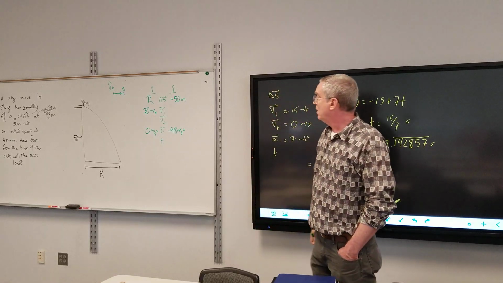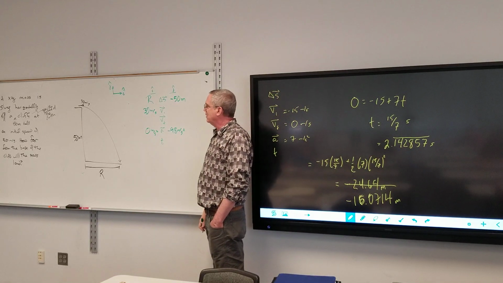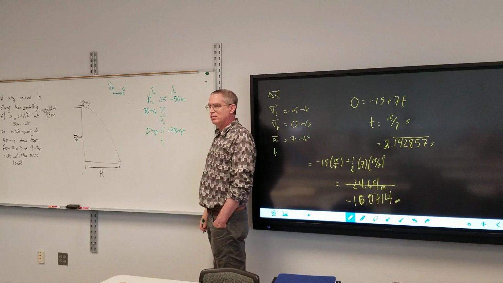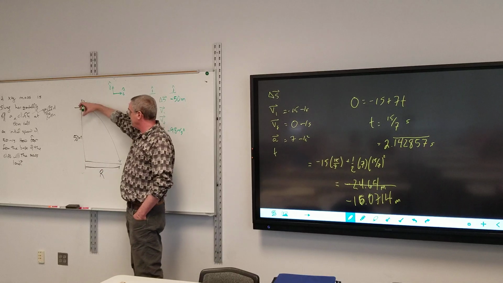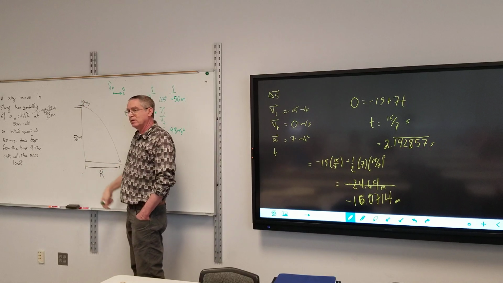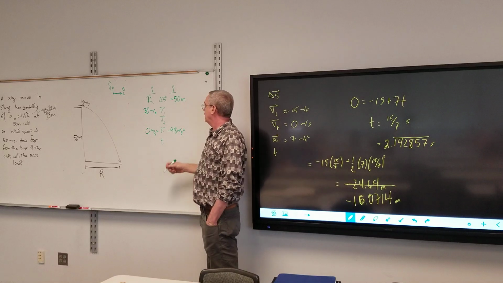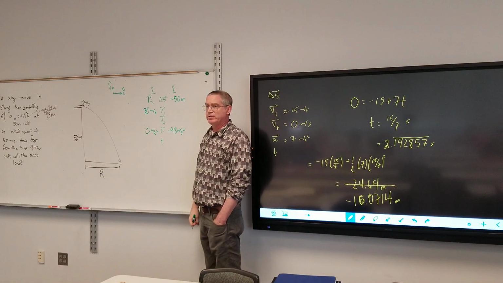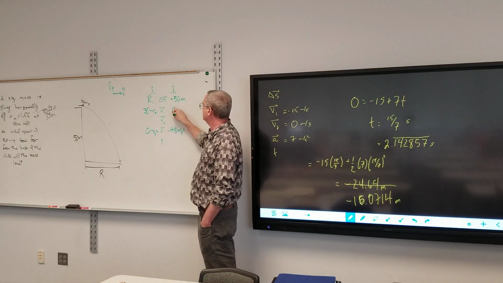Wait, I thought, isn't 50 meters positive? We said j hat up is positive and 50 meters is up? Where does it end relative to where it started? It ends down here. It started up there, so the displacement is down. We know one other piece of information? The initial velocity is 0 for the vertical.